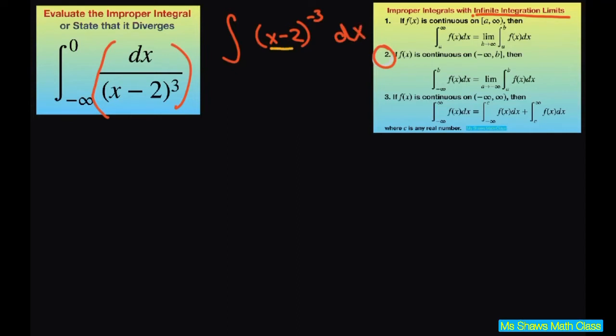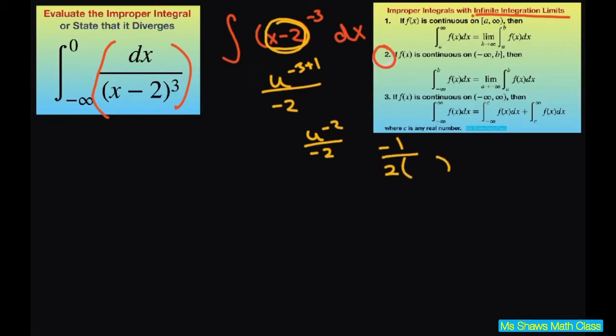And if you let this be u, then we'd get u to the negative 3 plus 1 divided by, this will be negative 2. So we have u to the negative 2 power divided by negative 2. So this is really going to be negative 1 divided by 2u, but our u happens to be x minus 2. So that's the integration for this part.